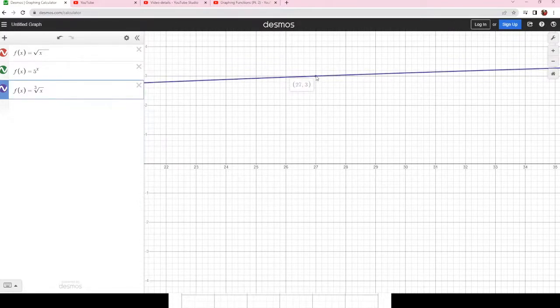F of 27 is 3. Okay? So these really aren't so bad once you get comfortable using a graphing calculator.